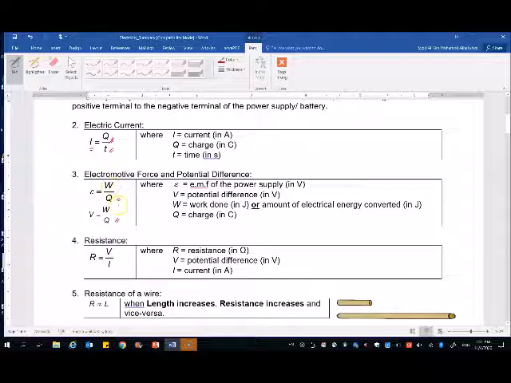But you see that the formula is roughly the same, so you just need to remember one only. I suggest that you remember this one: voltage equals work done per unit charge.